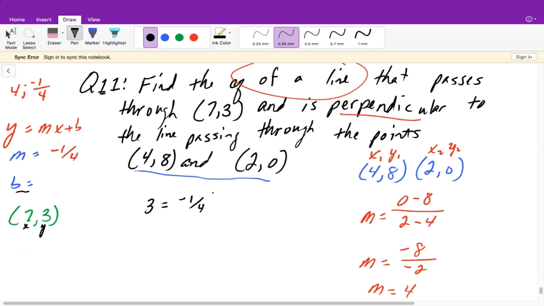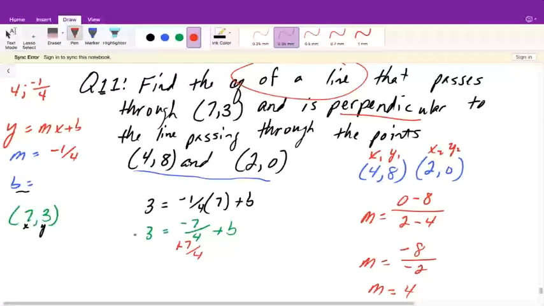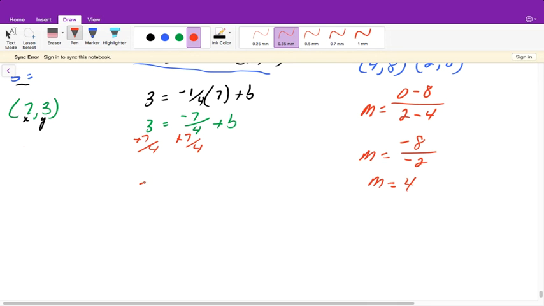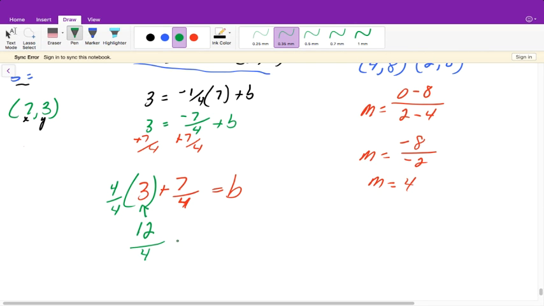negative 1 over 4 times 7 plus b. Well, then we will get 3 is equal to negative 7 over 4 plus b. We will go ahead and add over this 7 over 4. I'm going to move this down so that way we have space. So we have 3 plus 7 over 4 is equal to b. Now remember, when we're adding fractions, we need common denominators. So since this has a denominator of 4, we will multiply it by 4 over 4. So this gives me 12 over 4, which is still 3, plus 7 over 4 is equal to b.